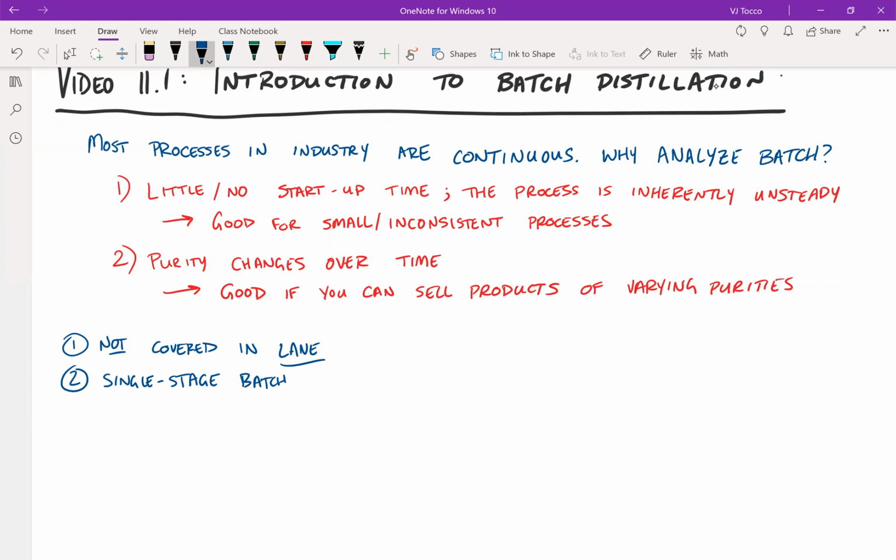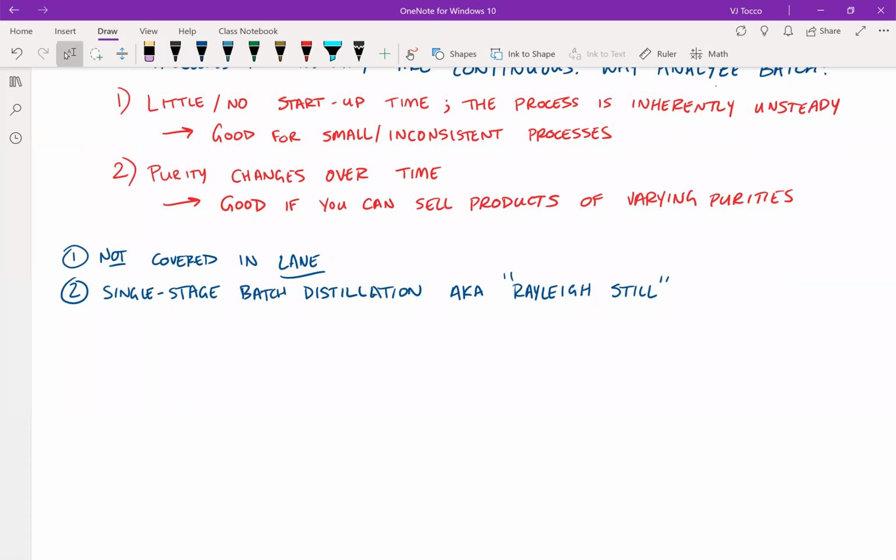Single stage batch distillation is AKA the Rayleigh still. And that's what we'll talk about. We're going to start with single stage batch distillations, and then we will extend that analysis into multi-stage batch distillations. It is named the Rayleigh still after the person who did this analysis, Lord Rayleigh. He has a very funny picture on Wikipedia, by the way, if you look him up.